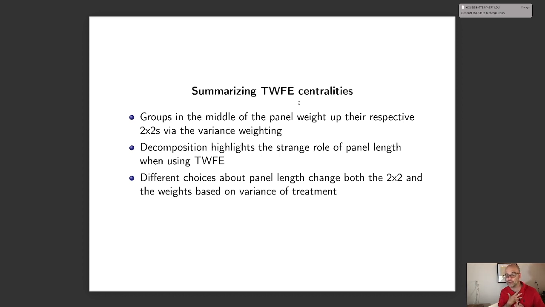Okay? So different choices about panel length are going to have two effects on that two-way fixed effects estimate. One is it's going to change the 2x2. Another is it's going to change the variance of treatment. Okay?